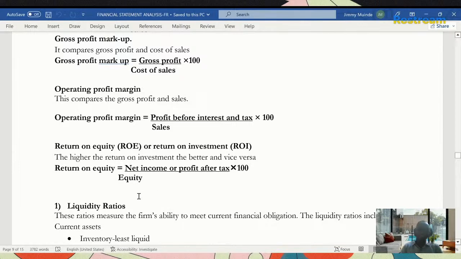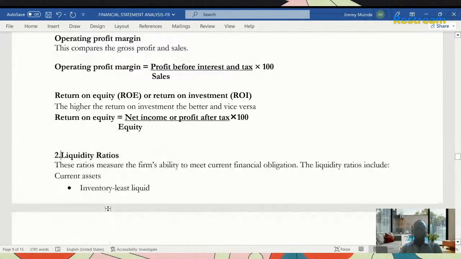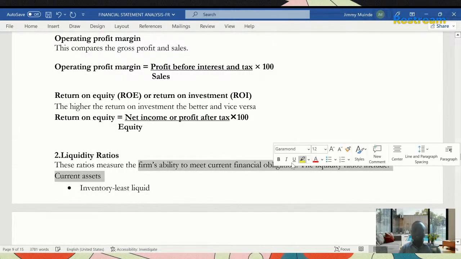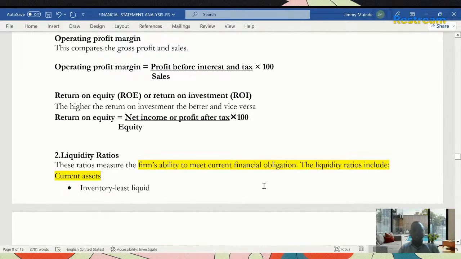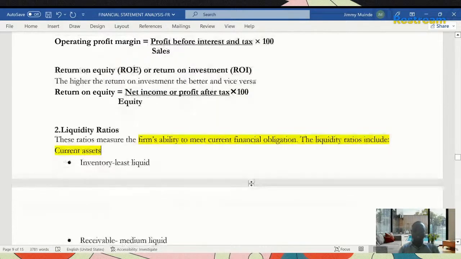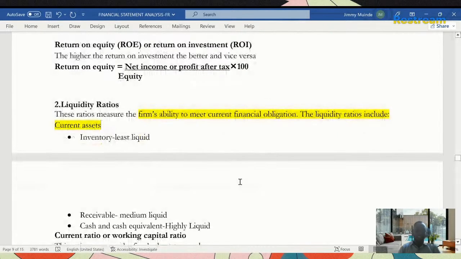That's the first type. Then we go to the second type, which is the liquidity ratio. So what is liquidity? This measures the firm's ability to meet short-term obligations when they fall due. When I talk of short-term, that means current liabilities which are supposed to be offset against the current assets. So in this case, one thing you need to know is the liquidity of these current assets.